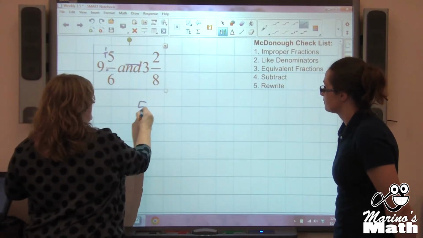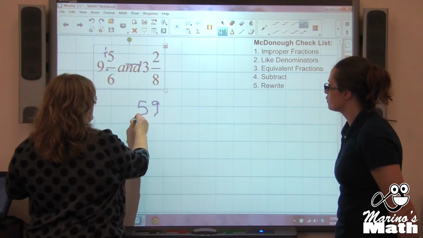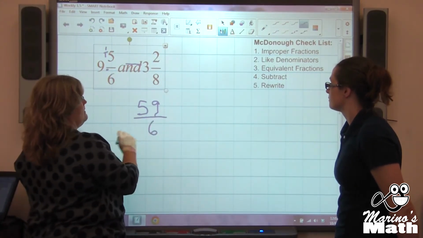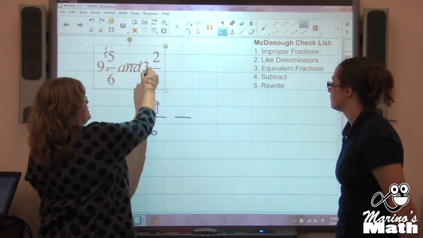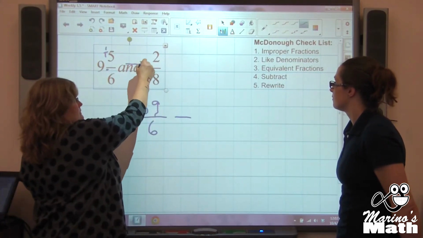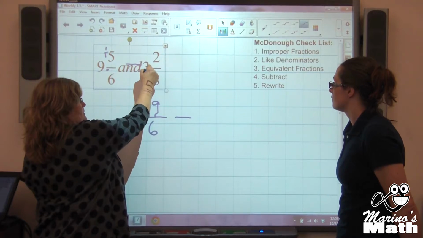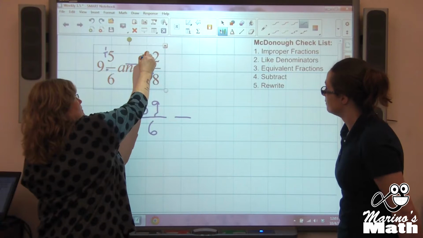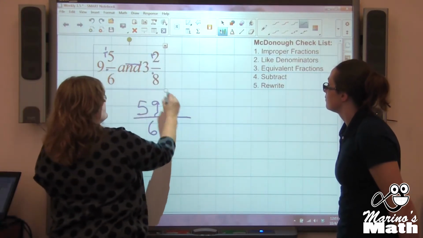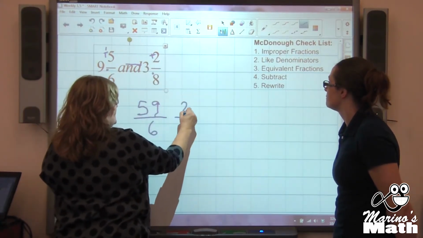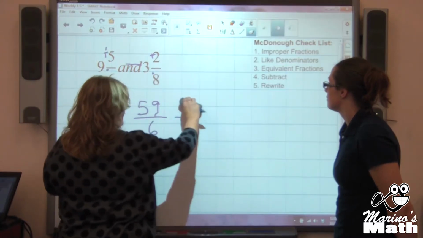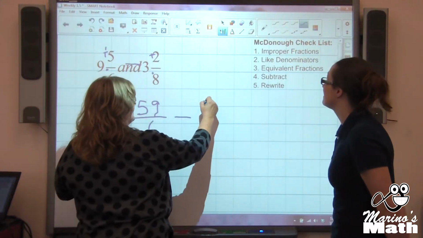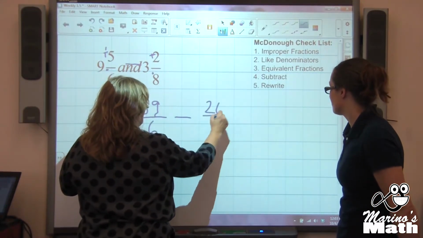So we have 59 over, and what happens to my denominator? It stays the same. And then we're going to subtract, and we are going to do the same thing to this mixed number. We're going to say 3 times 8 is 24, plus 2 is 26. That was my subtraction sign. Sorry. 26 over 8.